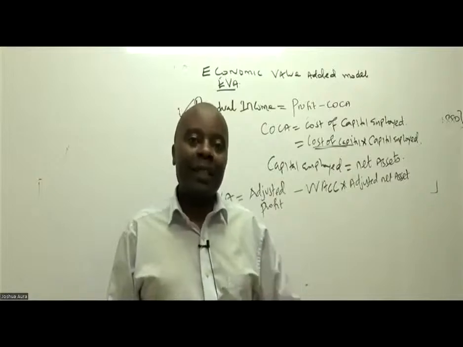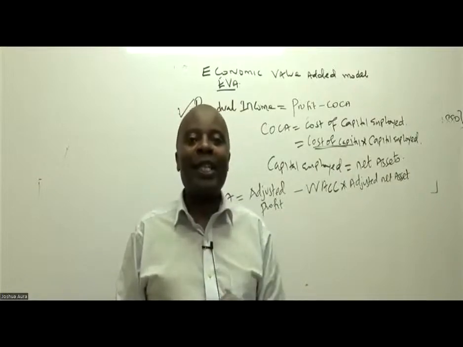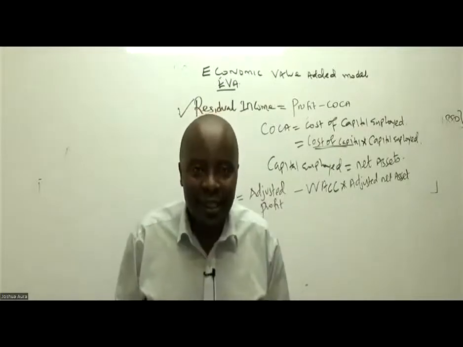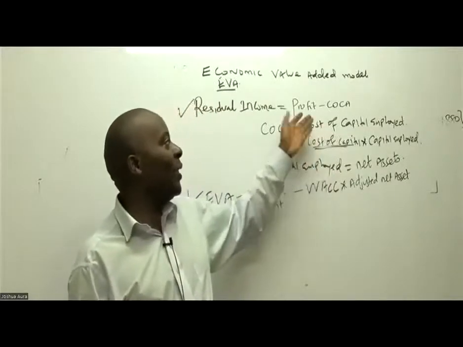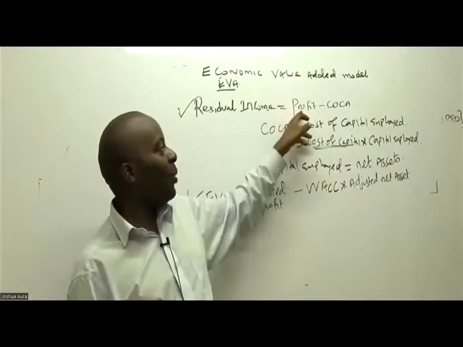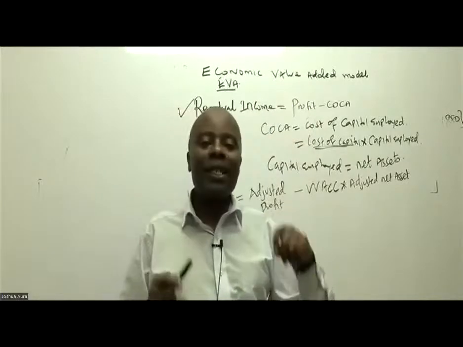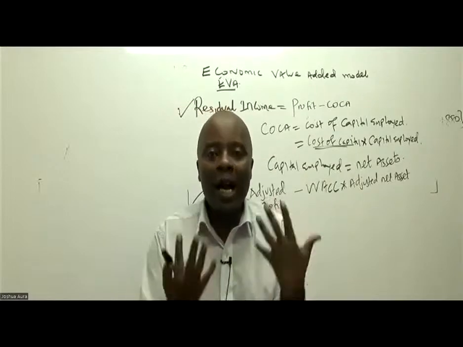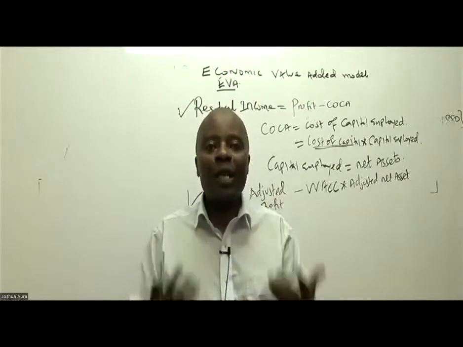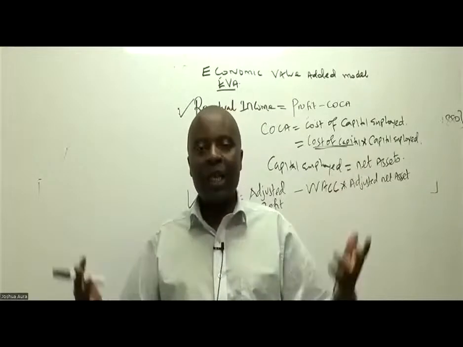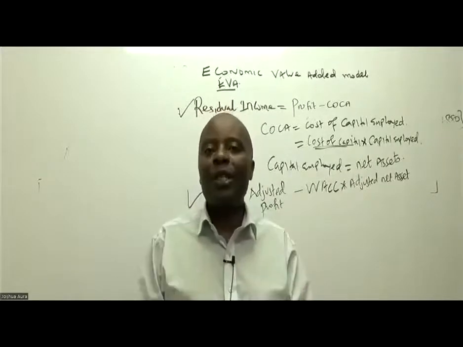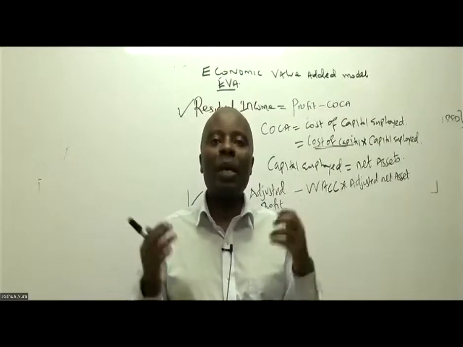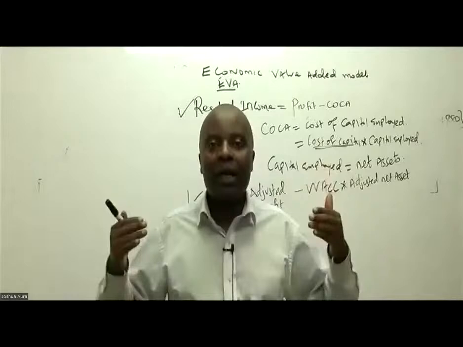And then the other thing that you're supposed to know is that EVA is a cash flow based model. Unlike residual income, which is purely historical, which is purely profit, EVA is a cash flow based model. And that is where we add back all the non-cash operating expenses, such as depreciation, amortization, etc.